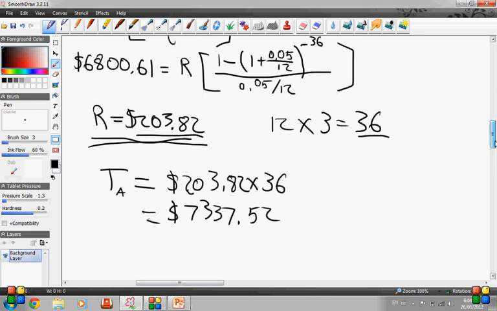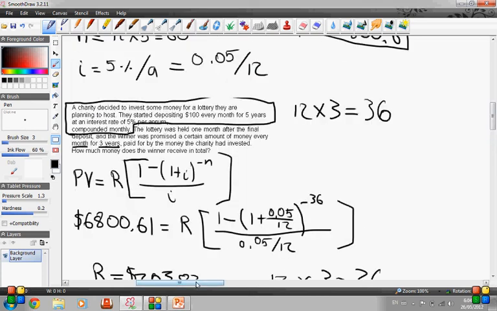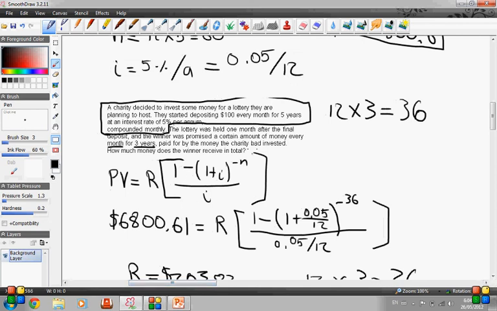So in total, the winner of this lottery receives $7,337.52. And there you go, you just solved one of the most complicated problems in this unit.